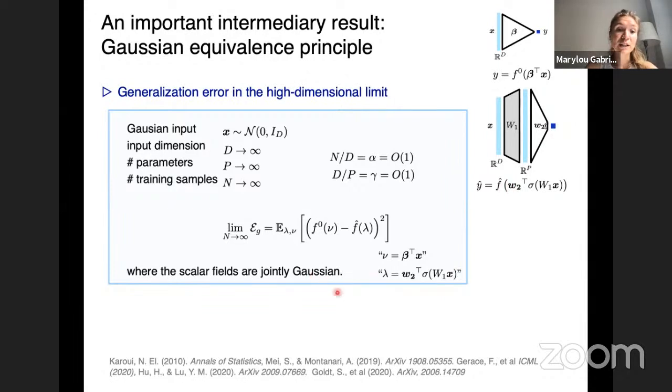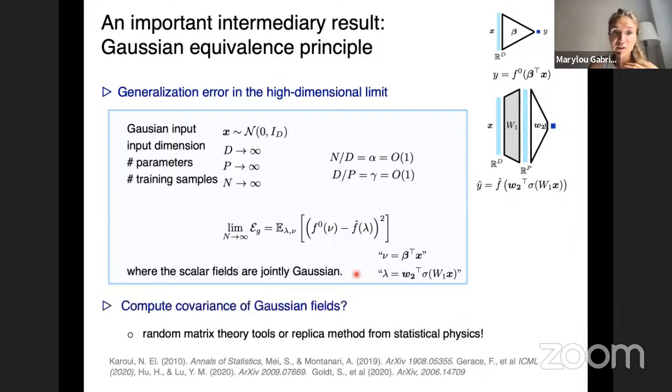And so what the theorem is saying is that those two fields are jointly Gaussian. And so to compute the generalization error, what you only need is to be able to compute the covariance of those Gaussian fields. And these covariances can be computed either using random matrix theory tools, there are some new papers that are managing to do that, or the replica methods from statistical physics.